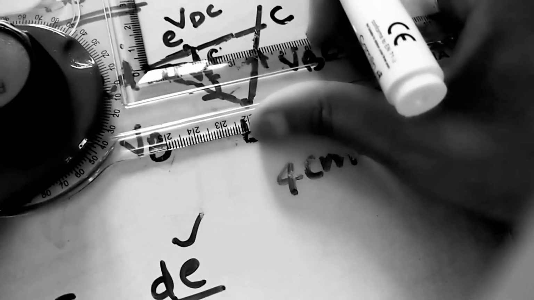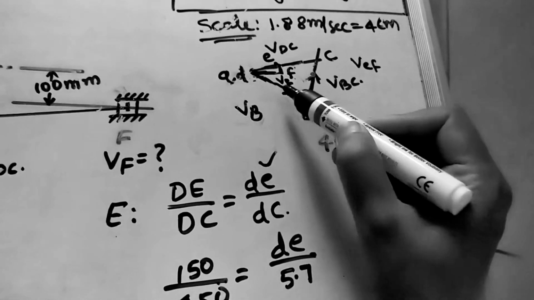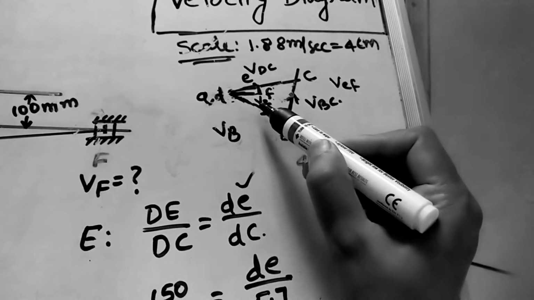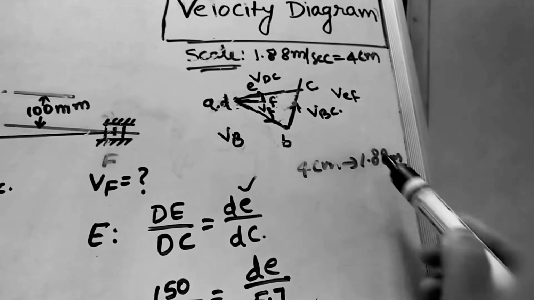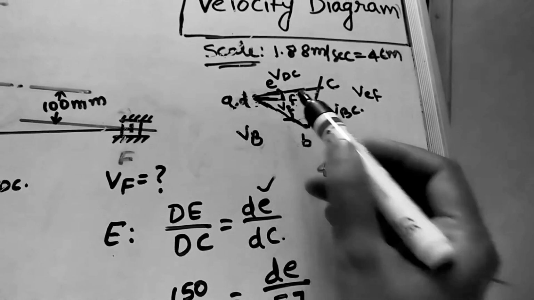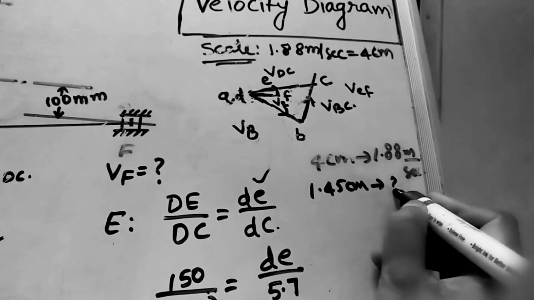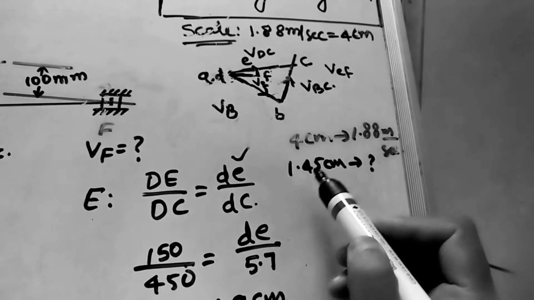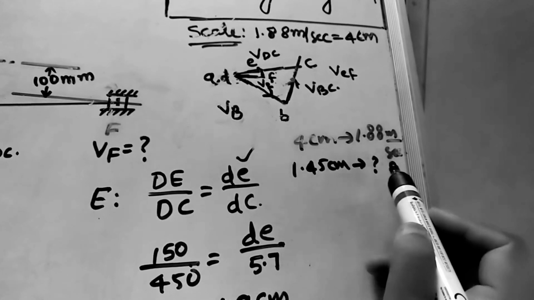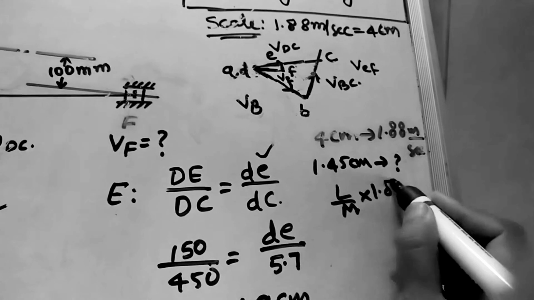This is 1.45, okay, 1.45 centimeters, but we need the velocity in meter per second. Okay, so here I will compare with this scale. 4 centimeter means 1.88 meter per second. This is the scale we took. Here we got 1.45 centimeter is equal to how many meter per second. So here it is the less value, it is a more. For more value, more velocity will come. For less, it is also less. So less by more into 1.88.